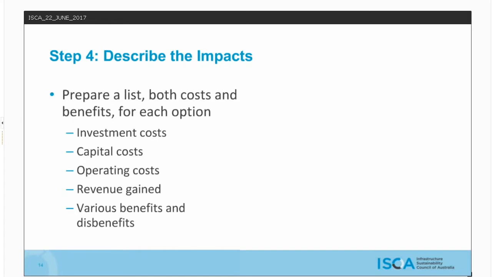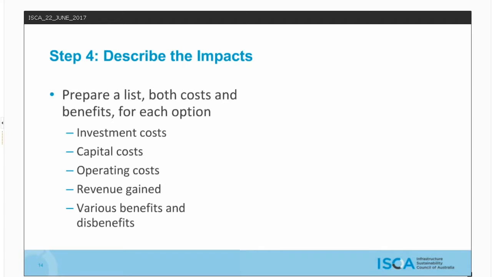Prepare a list of all the impacts, both the costs and the benefits for each option. This should include investment costs, cost to develop an option, capital costs to construct or build an option, operating costs to operate an option, revenue gained, typically during the operating life of an option, and various benefits and disbenefits, such as negative impacts or costs to society and environment.